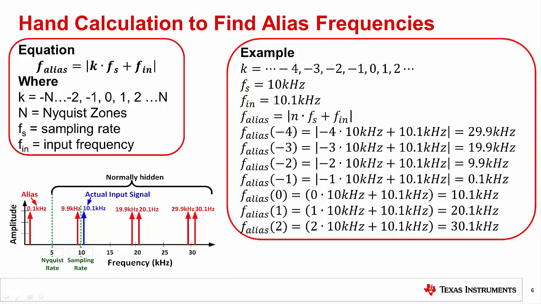On the right, you can see the example we discussed earlier solved using this method. In the hands-on experiment, we will apply a 0.1 kHz and 10.1 kHz input signal and compare the FFT results to the theoretically expected results. Before we do this, let's design an anti-aliasing filter to minimize the amplitude of the alias.